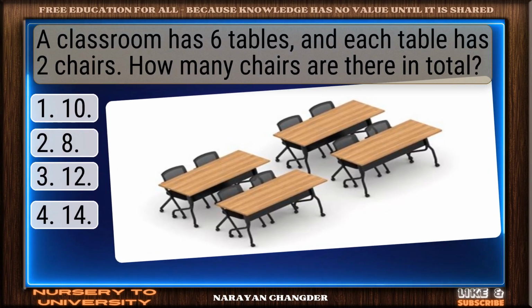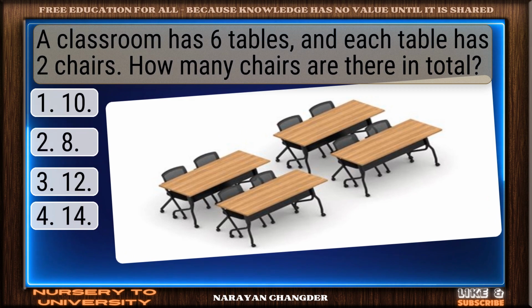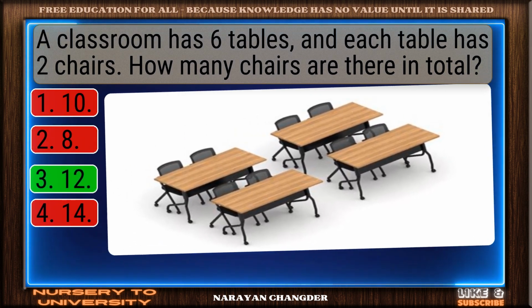A classroom has 6 tables and each table has 2 chairs. How many chairs are there in total? Well done. 12 is the right choice.